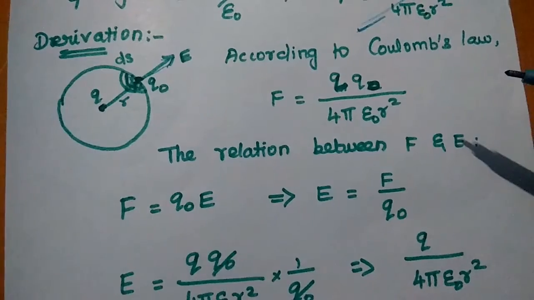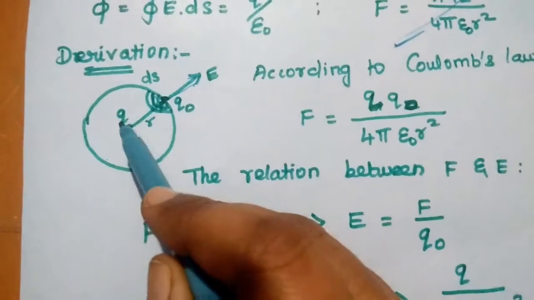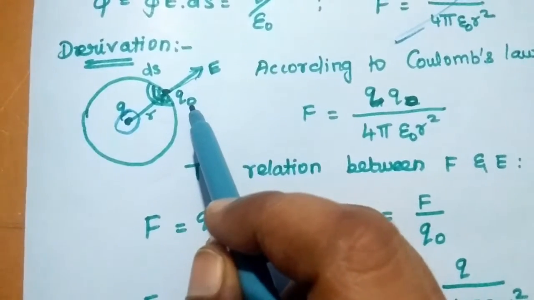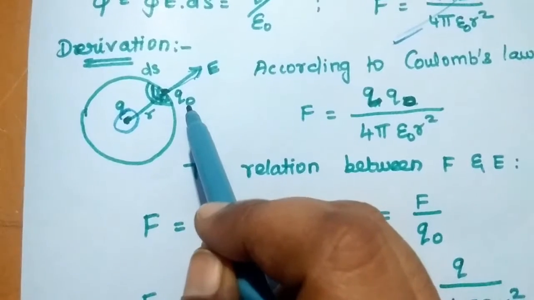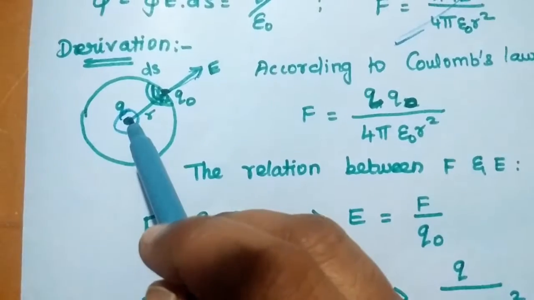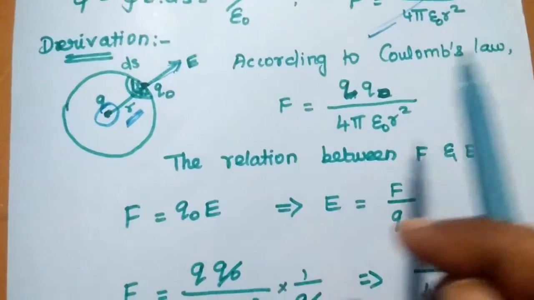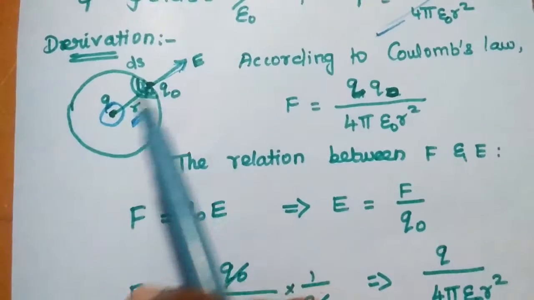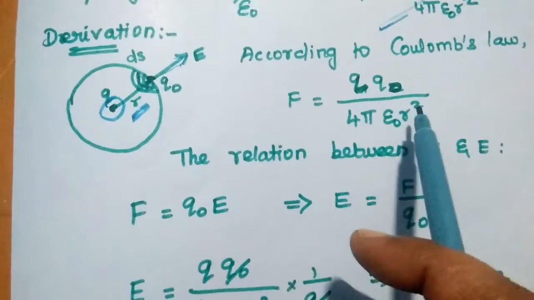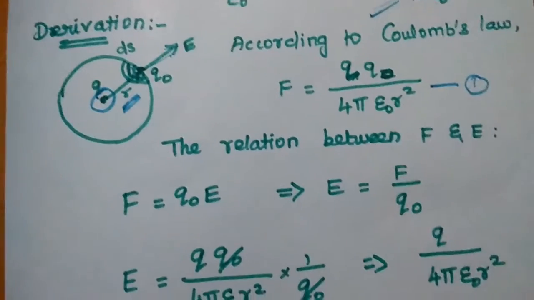According to Coulomb's law, we need two charges. Here, one charge is at the center of the sphere and another charge Q naught, which we call the test charge, is on the surface of the sphere. So, the distance between the two charges is R. According to Coulomb's law, the force between these two charges Q and Q naught is equal to Q into Q naught divided by 4 pi epsilon naught r square. We can consider that as the first equation.